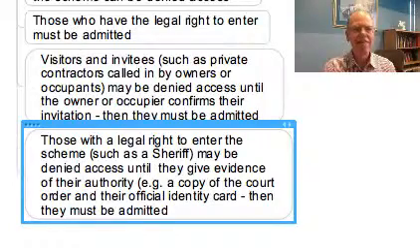Those with a legal right to enter the scheme, such as a sheriff, may be denied access until they give evidence of their authority. That would be, in that particular instance, a copy of the court order that they have to carry out and their official identity card. Then, having done that, they must be admitted.